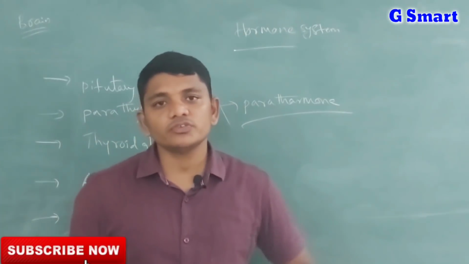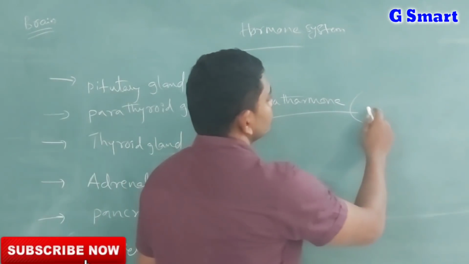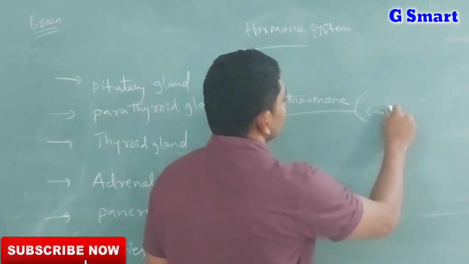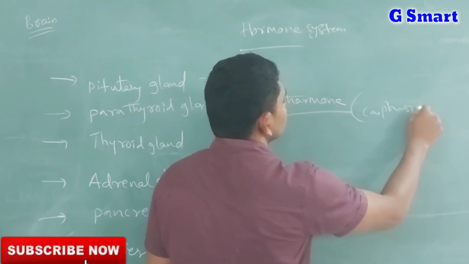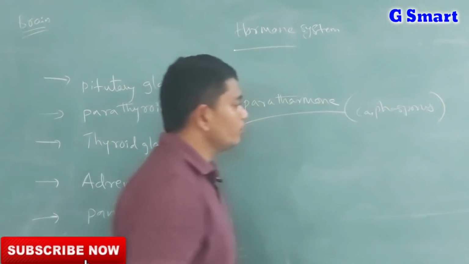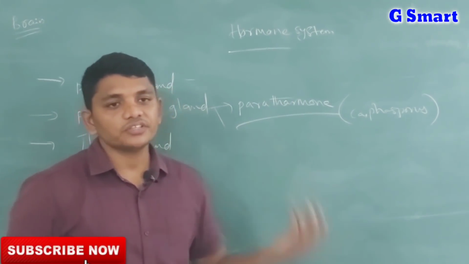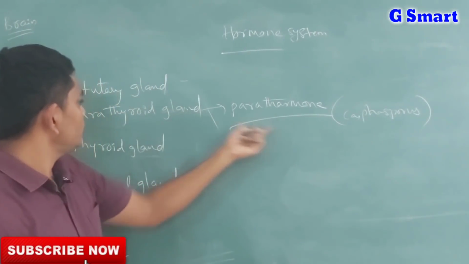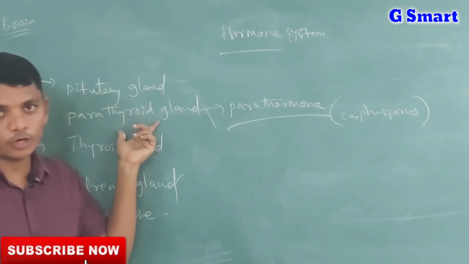It is responsible for the regulation of calcium and phosphorus. Calcium and phosphorus are usually synthesized with the help of parathormone, which is released by the parathyroid gland.